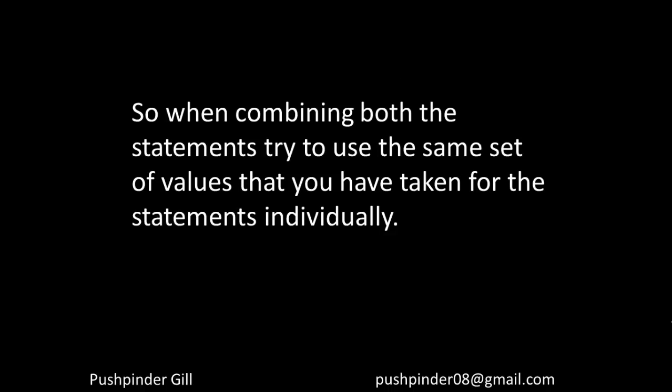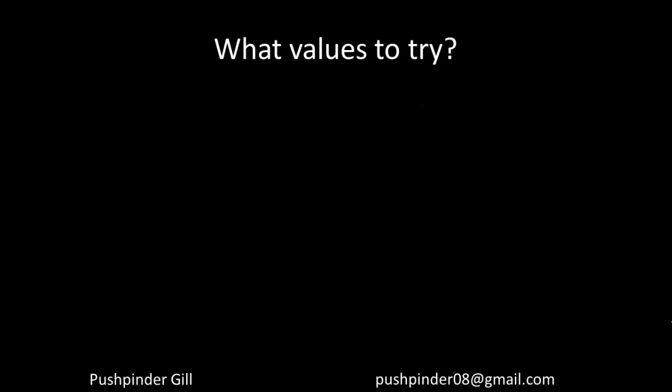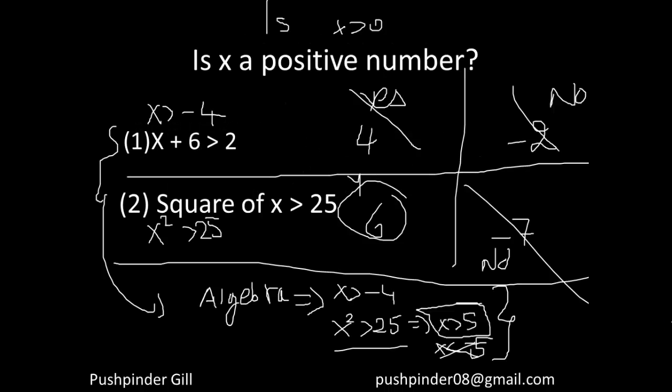So when combining both the statements, try to use the same set of values that you've taken for the statements individually. I think we have established that pretty much. So let's move forward. So what values to try? Because see, in this previous one I tried 4, I tried minus 2, I tried 6, I tried negative 7. There are lots of values in the whole number system. How can I be quick? How can I be clever about the values to try?